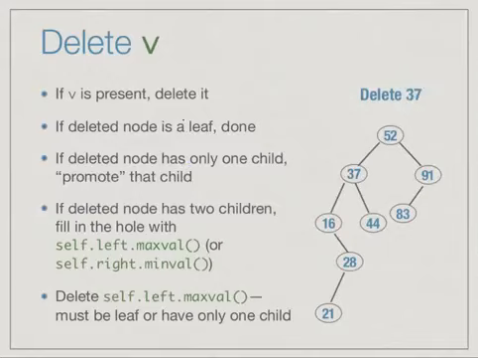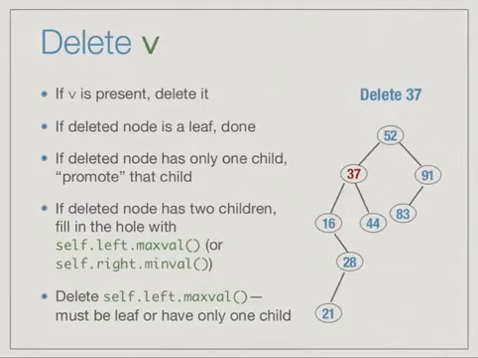Now finally, we have the difficult case, which is we want to delete a node which is in the middle of the tree, in this case 37. So we come to 37 and we want to remove this. Now if we remove this, there will be a vacancy. Now what do we fill the vacancy with, and how do we adjust the shape of the tree?